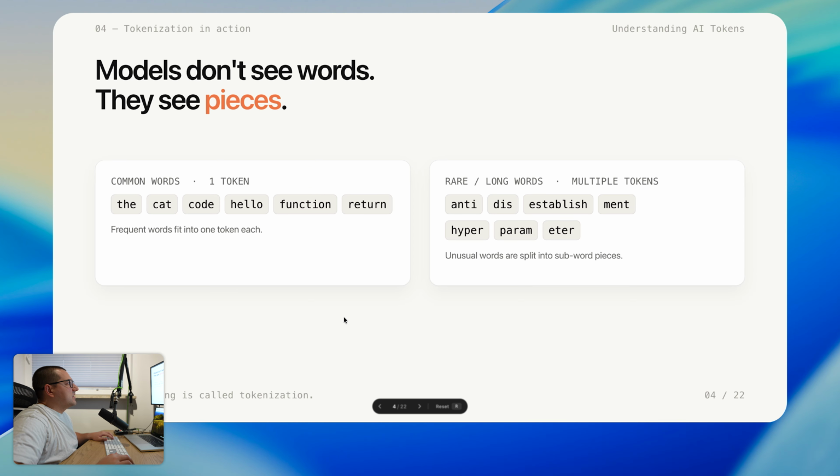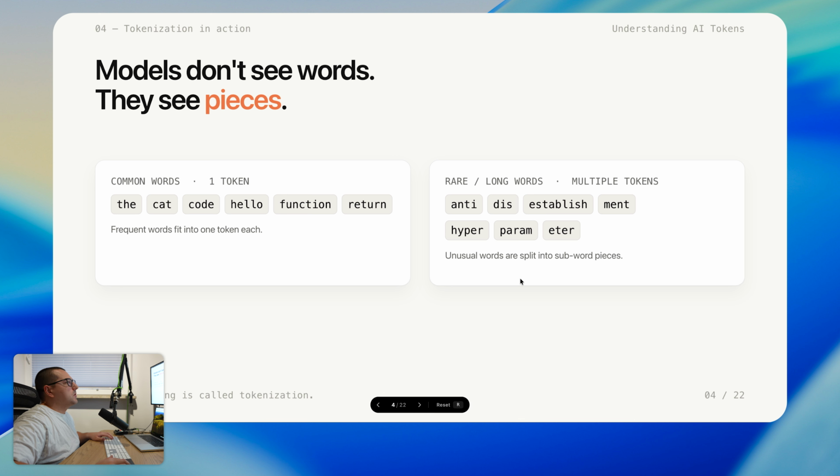doesn't equal character. Models don't see words, they only see pieces. Common words count as one token, but long words or rare words split into pieces, and each piece is equal to one token. So for example, the, cat, code, hello, function, return, each of them equals one token. And for us, software engineers, this is very efficient, because in this example we have function and return. It's kind of a long word, but however they equal only one token.